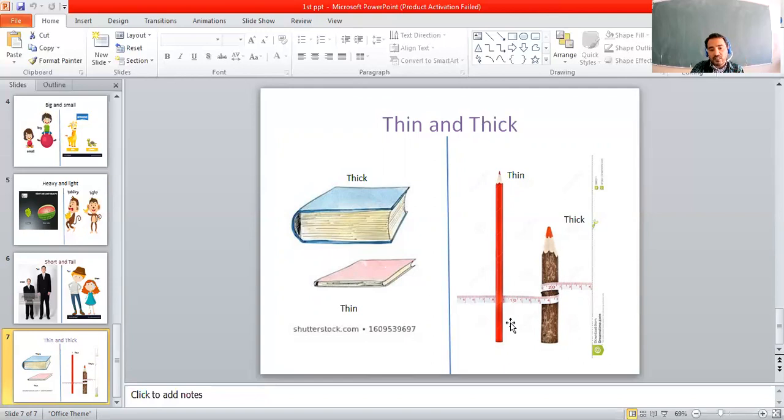Which pencil is thick? We can see the size of the object, the pencil. Look at that. It is a very thin pencil, so it is weak. Another one is a thick pencil. It is a very thick pencil. We can consider the size or volume of the object for thick and thin.